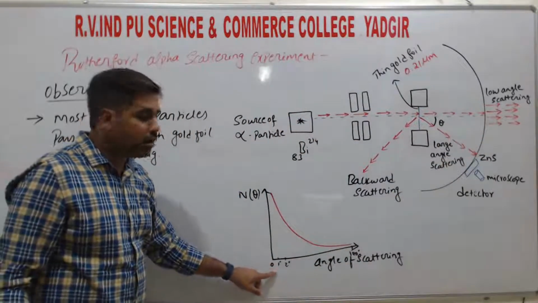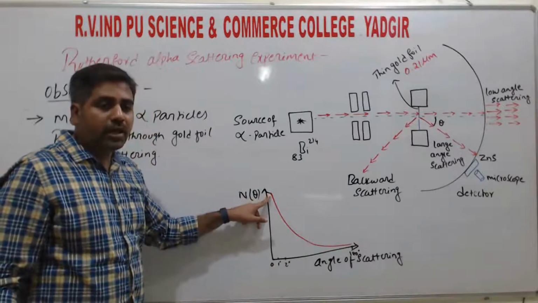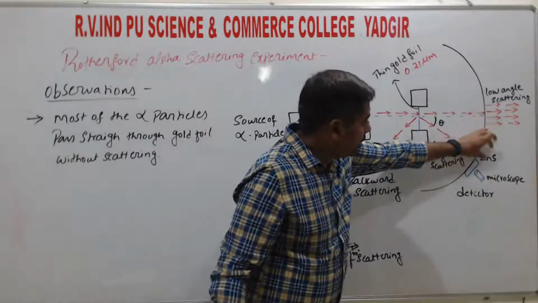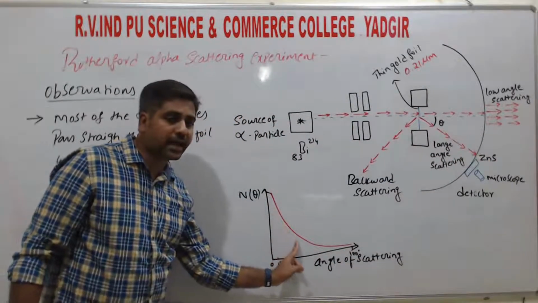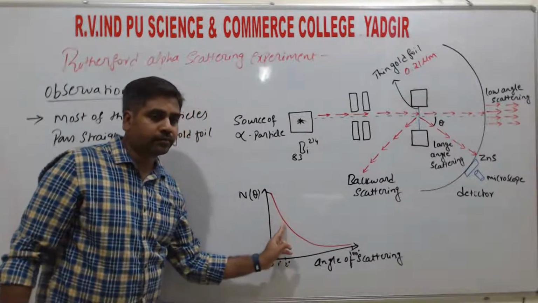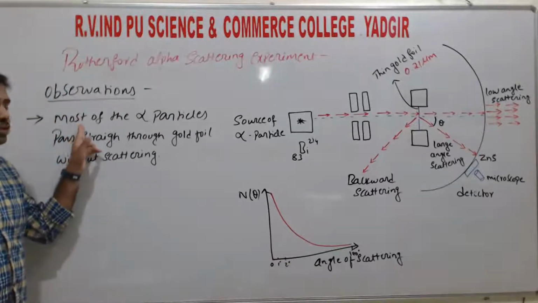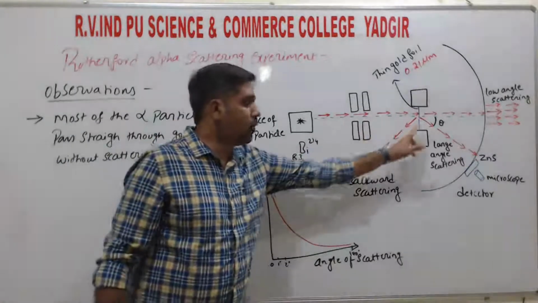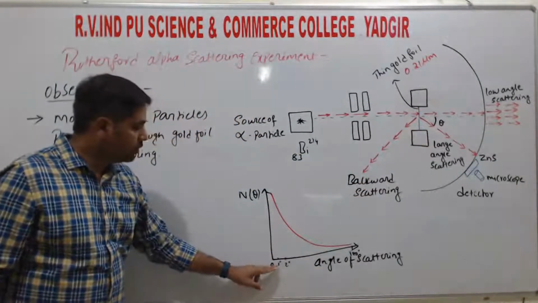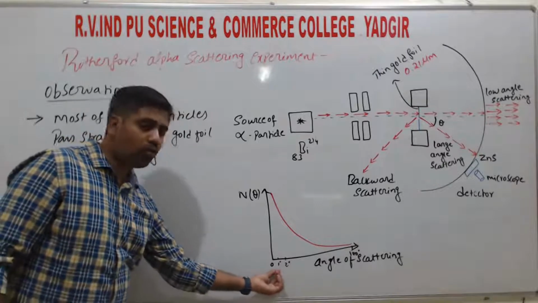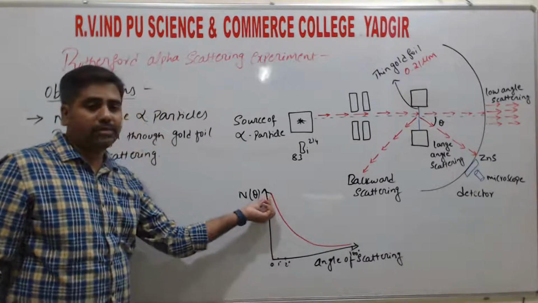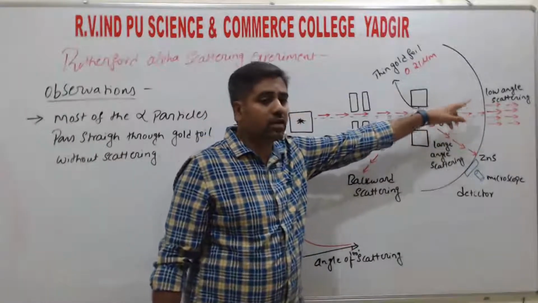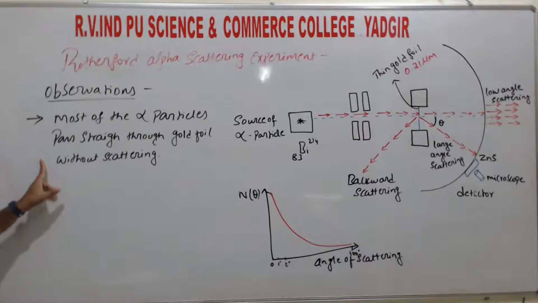If you observe the graph, for a lesser angle we are getting the maximum number of scattered alpha particles. As the detector angle increases, the number of alpha particles which are scattering goes on decreasing. From this graph he concluded that most of the alpha particles pass straight through the gold foil without scattering. From 0 to 1 degree, a very small angle, we are getting the maximum number of alpha particles passing through this gold foil, so we call that low angle scattering.